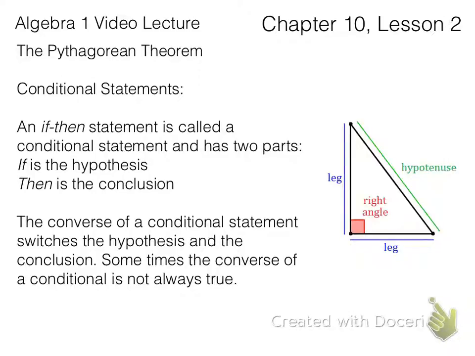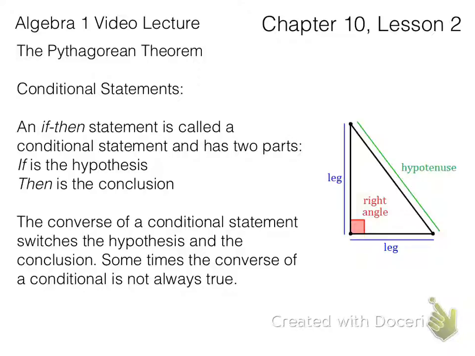The converse of a conditional statement switches the hypothesis and the conclusion, and sometimes the converse of a conditional is not always true. An example of this is, if there is smoke, then there is fire. The converse would be, if there is fire, then there is smoke. You guessed it. Now, again, some converses of conditional statements are not always true.